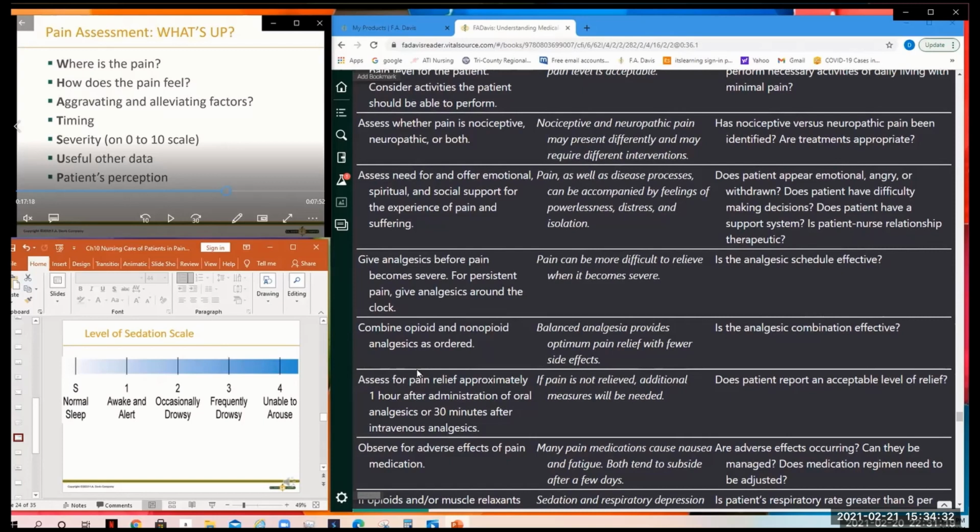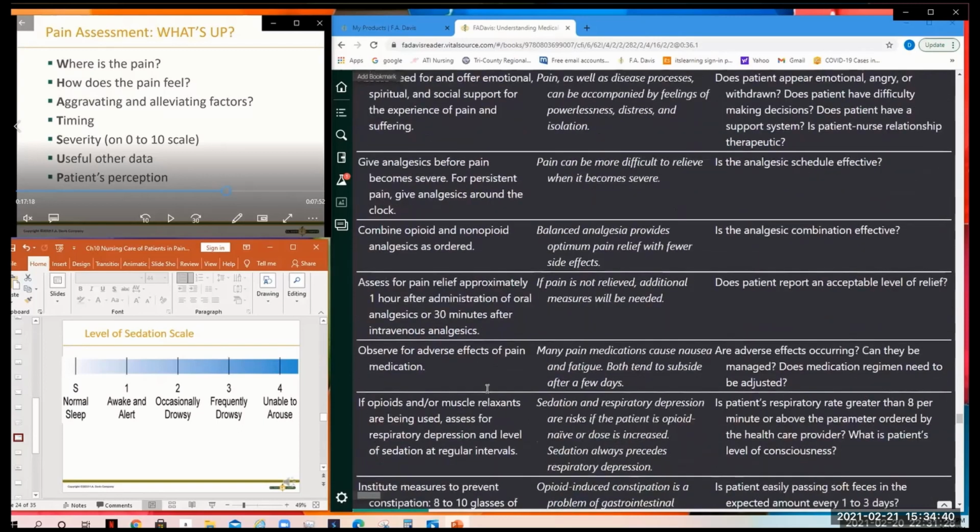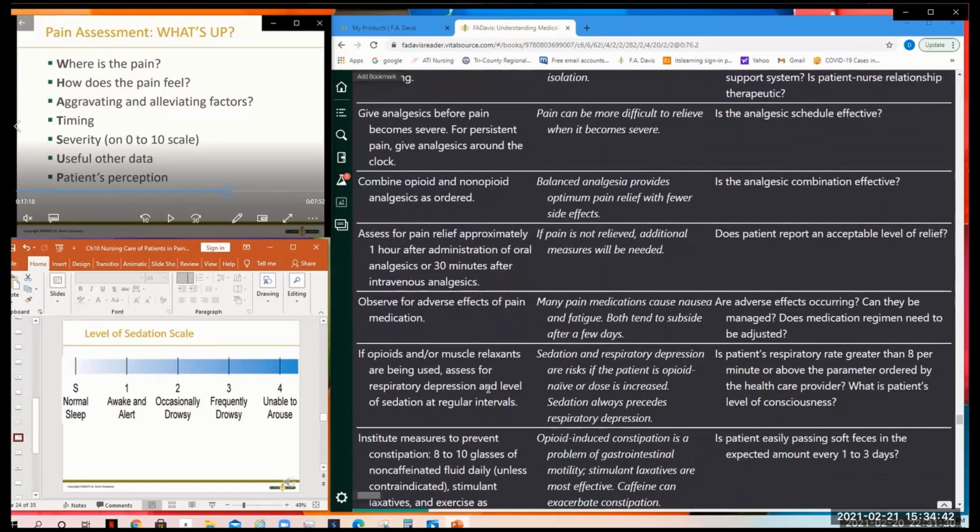Pain can be more difficult to relieve when it becomes severe. Is the analgesic schedule effective? Combine opioid and non-opioid analgesics as ordered. Balanced analgesia provides optimum pain relief with fewer side effects. Is the analgesic combination effective?